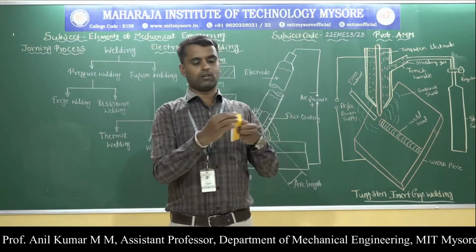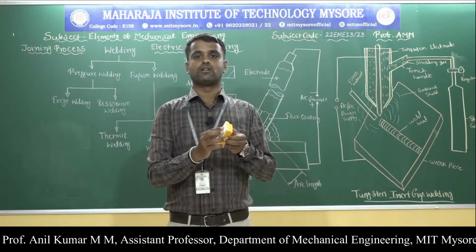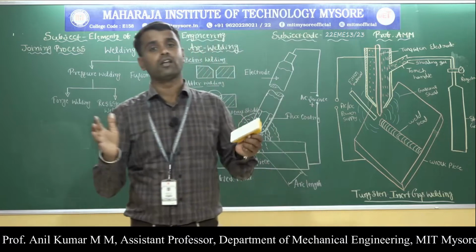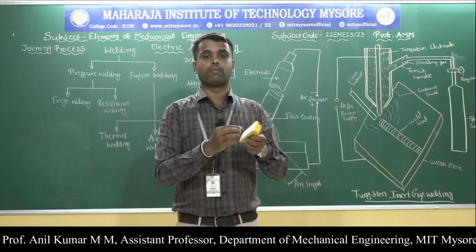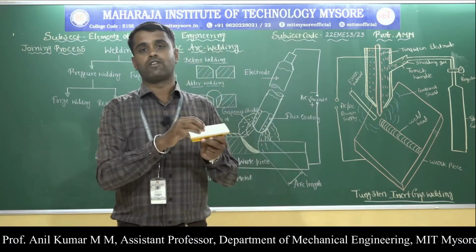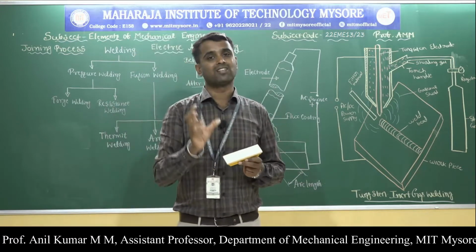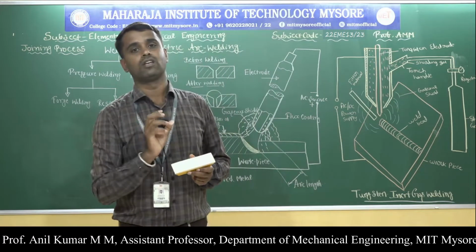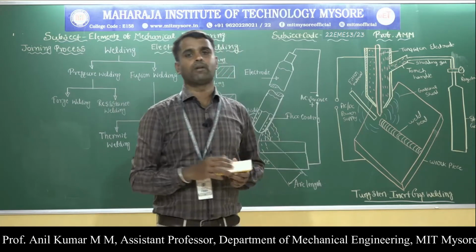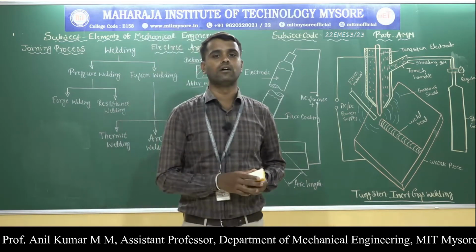This is a temporary joint: you can easily separate these two parts. But in a permanent joint, if you try to separate, it will damage the surface or it loses its original shape. That is called a permanent joint. Examples of permanent joints are welding, soldering and brazing.